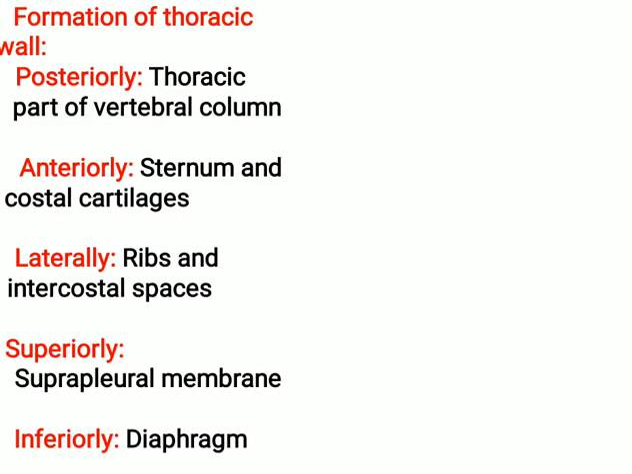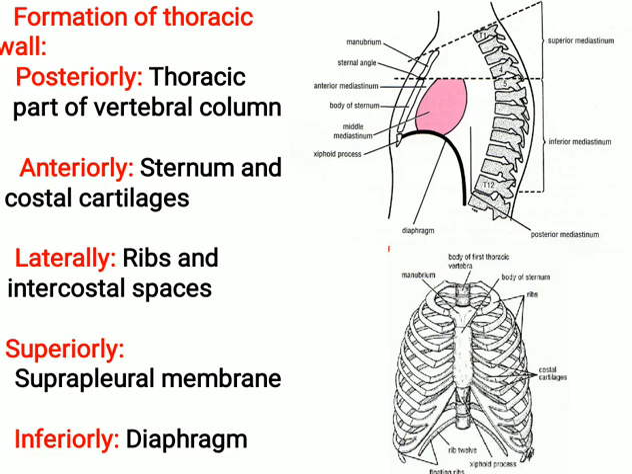Allow me to proceed. We have the formation of the thoracic wall. What makes up the thoracic wall? Posteriorly, we have the thoracic vertebrae. The thoracic part of the vertebral column makes it up on the posterior aspect. When we view the anterior aspect, we have the sternum and the costal cartilages. Just remember the ribs are attached onto the body of the sternum via the costal cartilages. So on the anterior aspect, we have the sternum together with its associated costal cartilages.